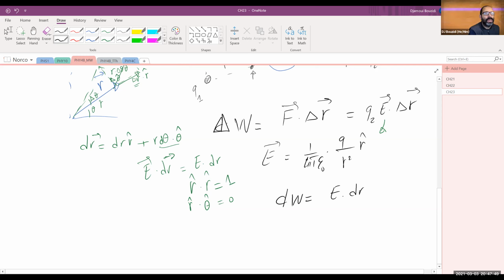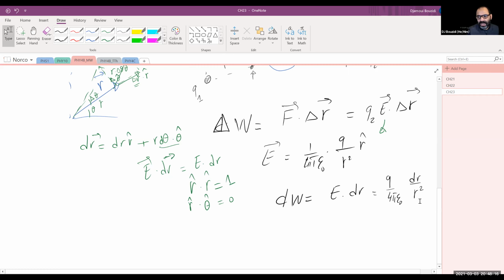Basically, that's the point of the whole discussion. If you have an azimuthal displacement along the angles, that is not going to contribute to anything, because in the dot product, r hat is the only one that's going to survive this operation. So at the end, the work required is 1 over 4 pi epsilon naught times q times dr over r squared. That's the work that is required for bringing this charge a distance dr only.